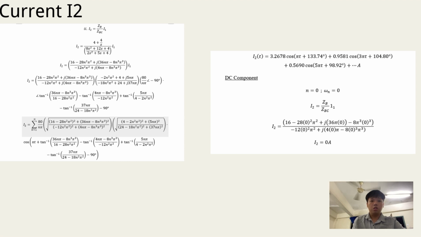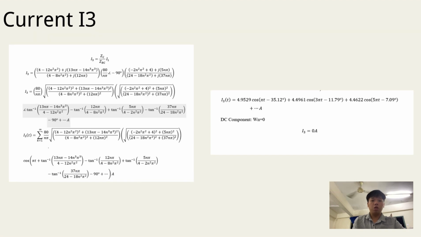To find the current I2, we use the current divider rule, which is ZB over ZBC times current I1. Then we use a simple mathematical solution to solve the current I2. Then for the DC component part, we know that n equal to 0, omega equal to 0. So we substitute the 0 into the current divider rule. So we get the I2 for the DC part is 0 ampere.